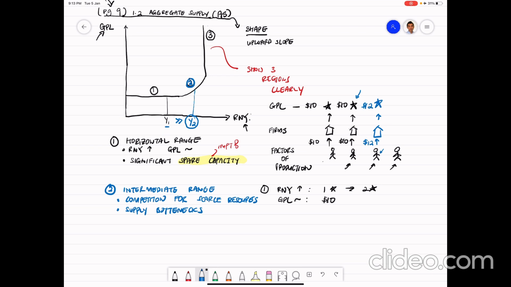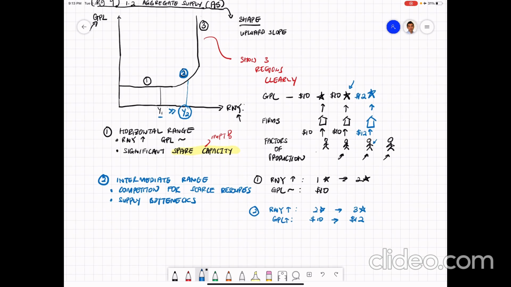So what do you notice in region 2? Real national income, which if you recall, is the amount of goods and services that is produced. The goods and services is the star, so it advances from 2 stars to 3 stars. But the general price level also increases from $10 to $12. So that's the intermediate range, where because of competition for scarce resources, supply bottlenecks occur, and firms then pass on the increase in costs to consumers. So you have an increase in GPL.